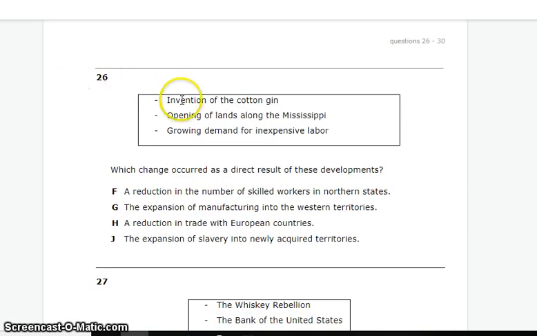26. Invention of the cotton gin. Opening of lands along the Mississippi. Growing demand for inexpensive labor. Which change occurred as a direct result of these developments? F. A reduction in the number of skilled workers in northern states. G. The expansion of manufacturing into the western territories. H. A reduction in trade with European countries. J. The expansion of slavery into newly acquired territories.